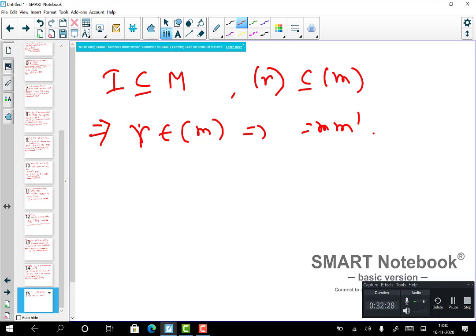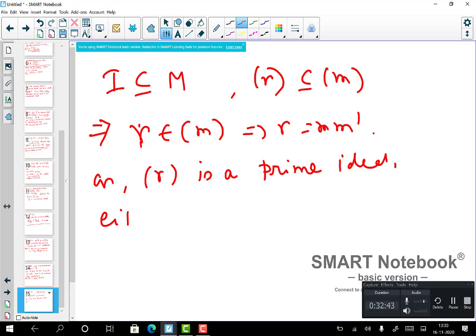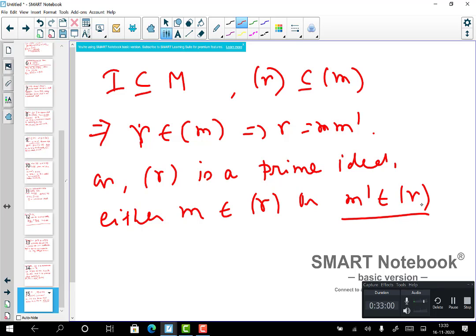So R is a prime element, right? So this is a prime ideal, because a prime element generates a prime ideal. What happens? Then either M belongs to this or M dash belongs to this. At least one of the two must happen, right? Now M dash cannot belong to the ideal generated by R, which we already proved. That would give a contradiction to the fact that M is a maximal ideal, right?